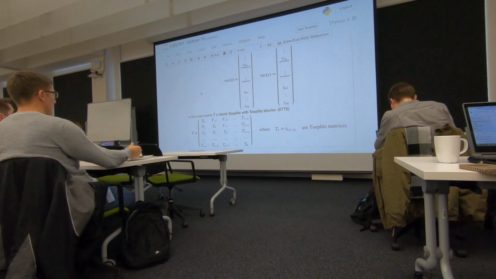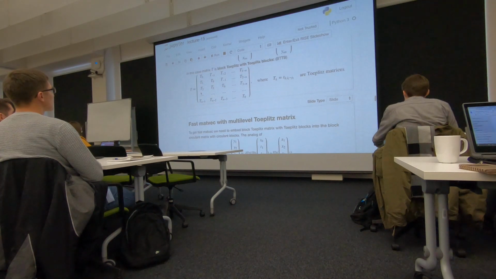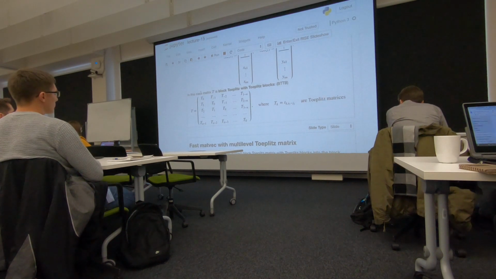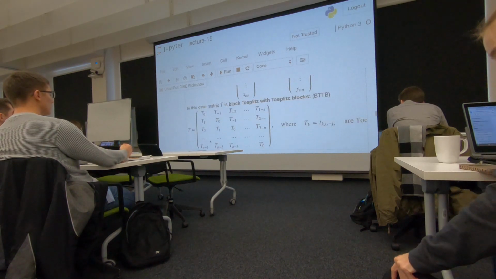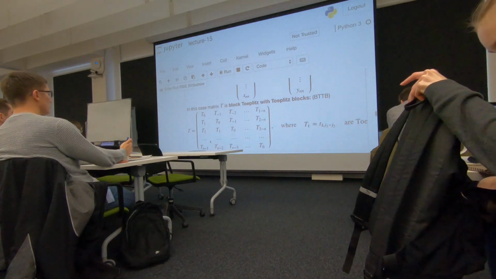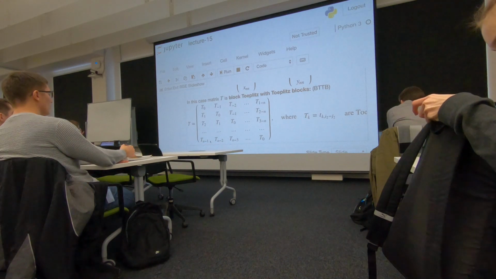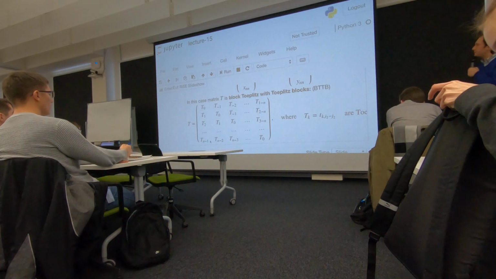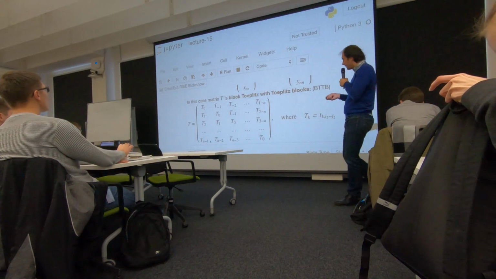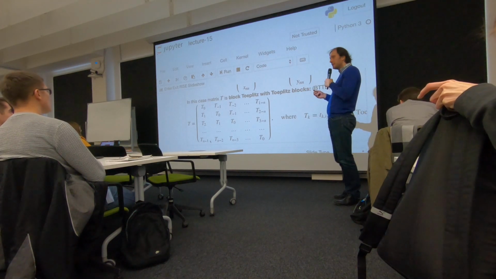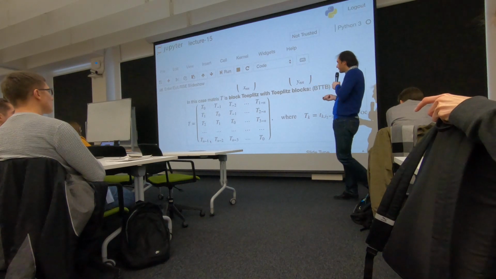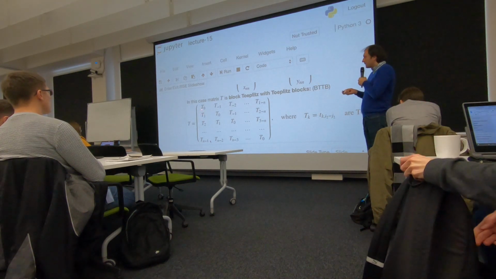So we get a matrix, which is a special case of a multi-level matrix. It's also called block Toeplitz with Toeplitz blocks, or BTTB. It's not a Toeplitz matrix, so it doesn't have the same entries on the diagonal, but it has this two-level structure.